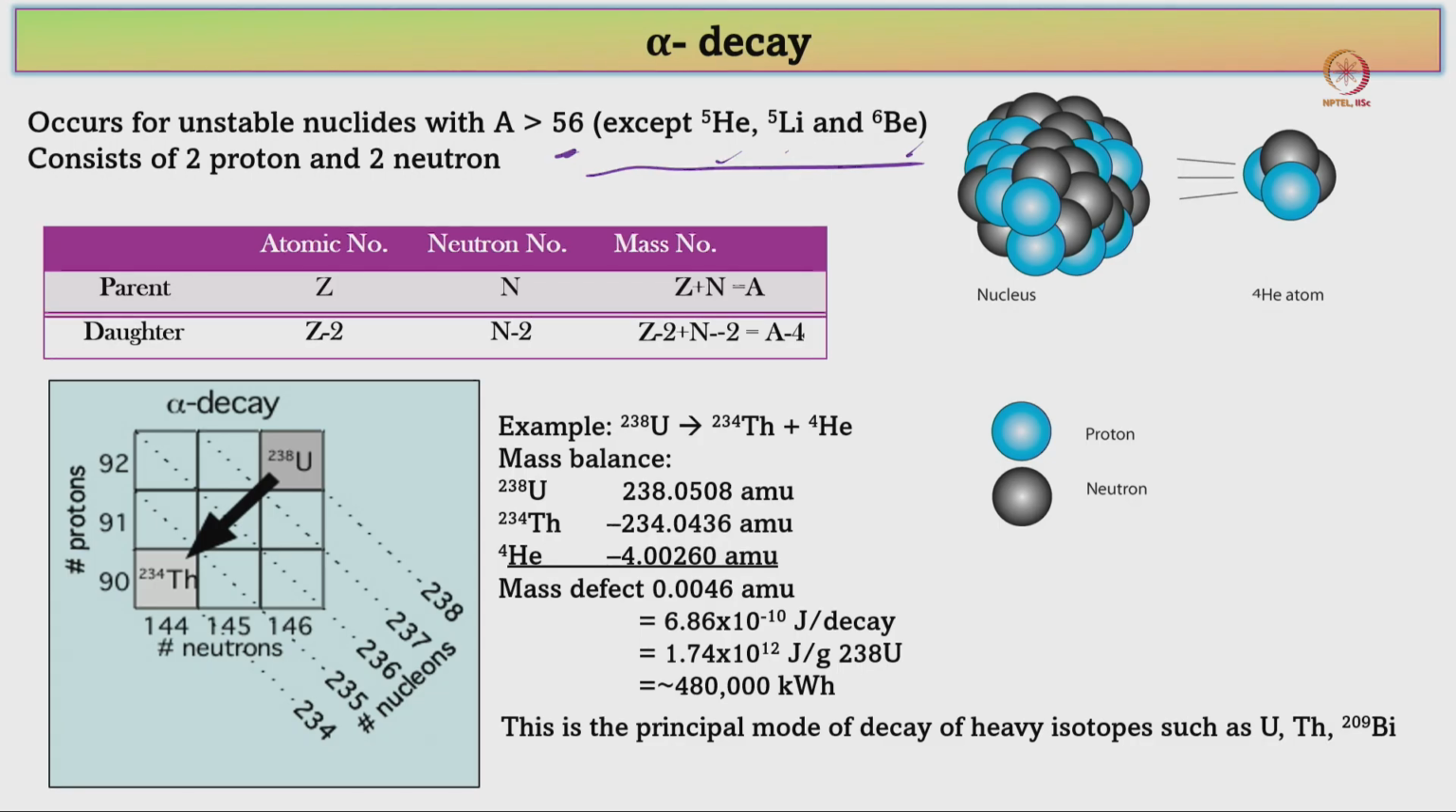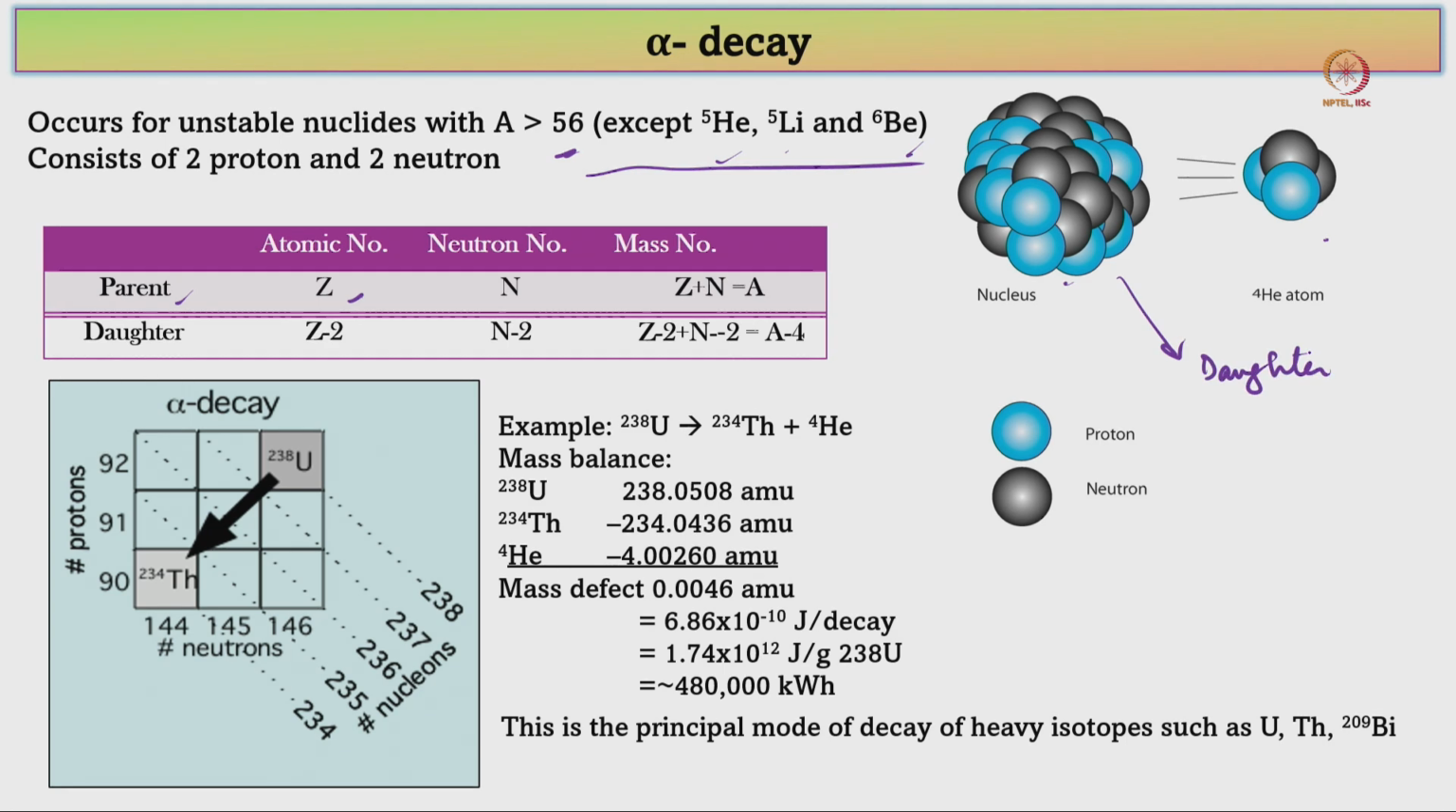Why? Because an alpha particle consists of 2 protons and 2 neutrons. So, if the parent had an atomic number Z, in the daughter atom, that means the decayed product, this will be released and this will form a daughter.